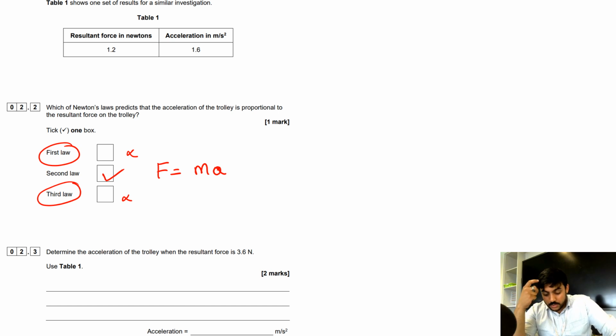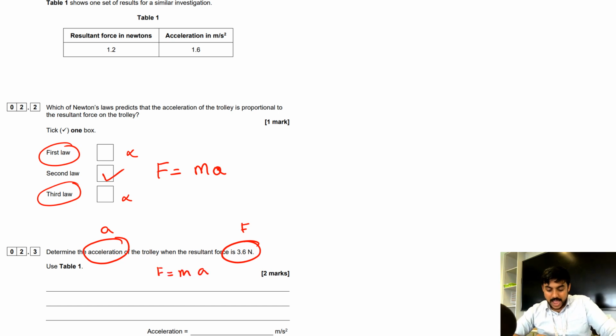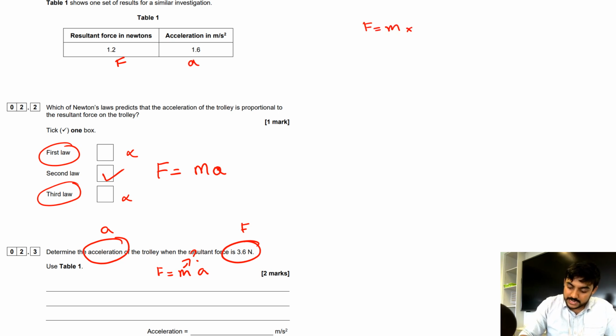Determine the acceleration of the trolley when the resultant force is 3.6 newtons. Use table 1. That's really interesting because we've been given the force, and we've been asked to calculate the acceleration. We know the equation is force equals mass times acceleration. However, we haven't been given the mass. How very confusing. But it says use table 1. In table 1, that is the force, that is the acceleration. Force equals mass times acceleration, remember. And we could calculate the mass from these two numbers.